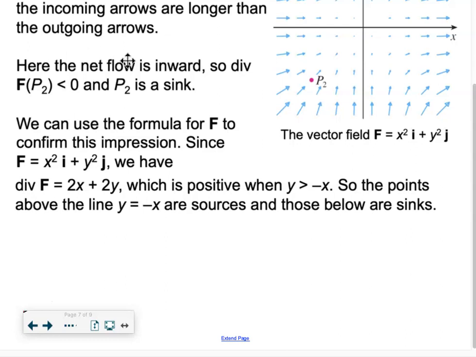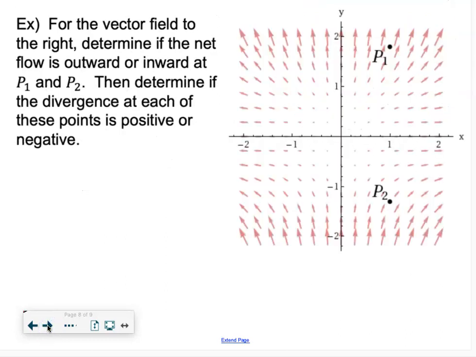All right. Are you ready to try one? Okay, let's do it. For the vector field to the right, determine if the net flow is outward or inward at each of the points. Then determine if the divergence is positive or negative at each of those points. I'll give you like 30 seconds.